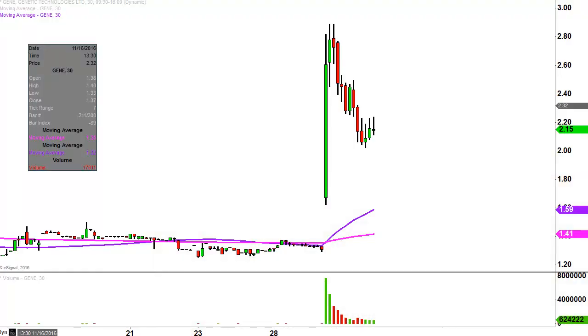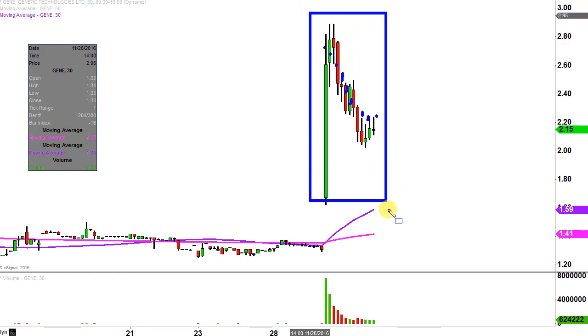Real quick, what do I mean by 30-minute in case maybe you're new to charts? Instead of each one of these candlesticks here representing 1 day's worth of price action, which is what you would normally see, each one represents 30 minutes. While this may look like several days worth of time right here, it's actually just today's price action broken down into 30-minute time slices.